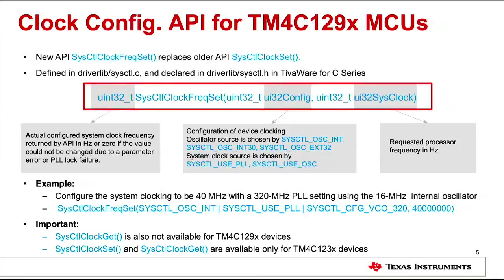It takes the requested processor frequency in Hertz as one of its arguments, and the configuration of oscillator source and system clock source. An example to configure the system clock to be 40 MHz is shown on the screen. Pause here for a moment and take a look at it. Please note that the SysCtlClockGet API is not available on TM4C129X devices. It is only available on TM4C123X devices.